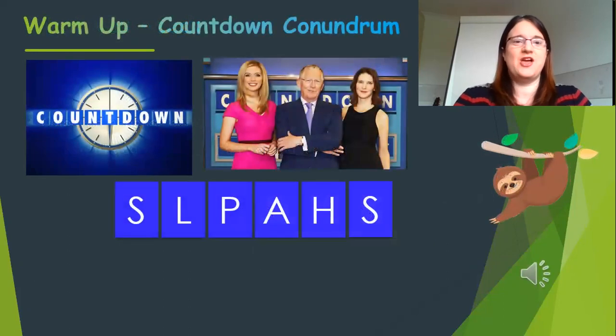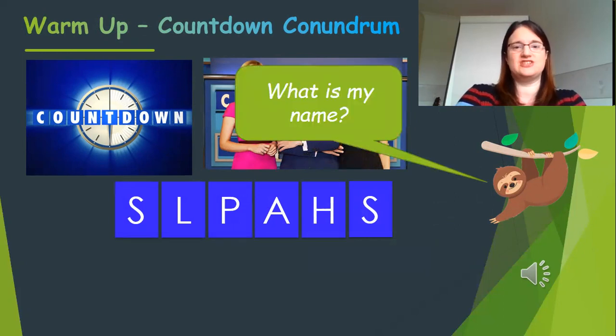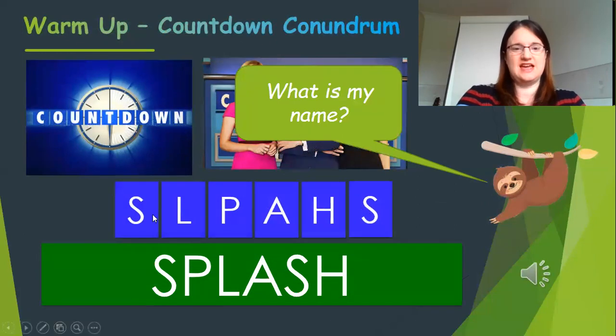Okay, we're going to start with a game. I hope you've seen Countdown on the television. If you haven't, it doesn't matter because I'll explain the rules. The idea is that they have something called a countdown conundrum. This is an anagram. You're going to rearrange the letters to answer the question. So the question is, what is my name? And that's Splash saying that. So the answer would be Splash. You can see here, we can rearrange these letters, S-P-L-A-S-H, to make the word splash. You're going to have 30 seconds per question.